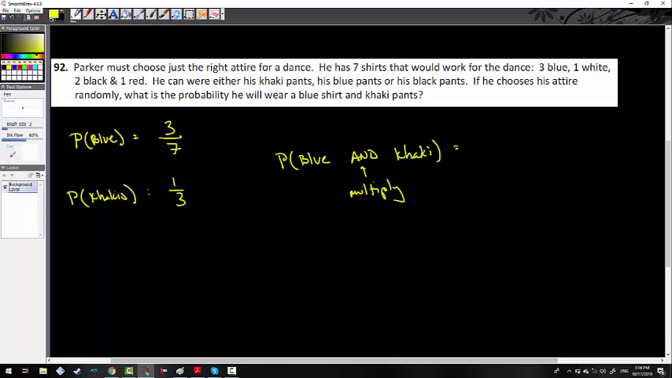So what does that look like? It looks like 3 over 7 for the blue, 1 over 3 for the khaki. If I'm going to multiply two fractions together, the 3's are going to cross-divide out, giving you a 1/7 probability that Parker will go to the dance wearing a blue shirt and khaki pants, like a good SeaWorld employee.